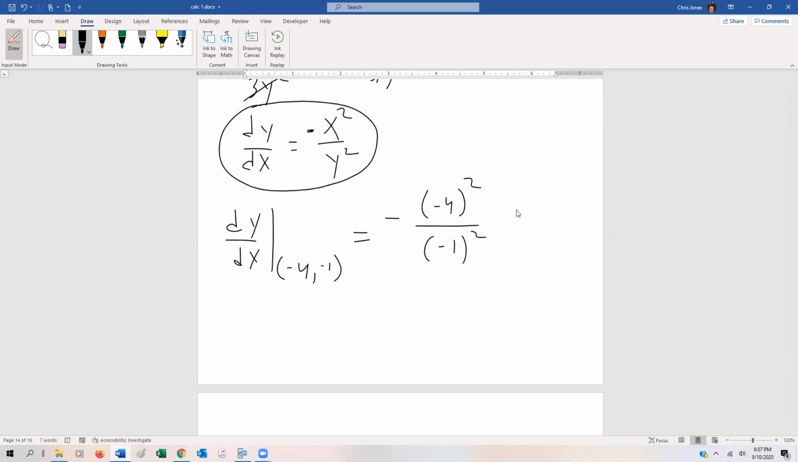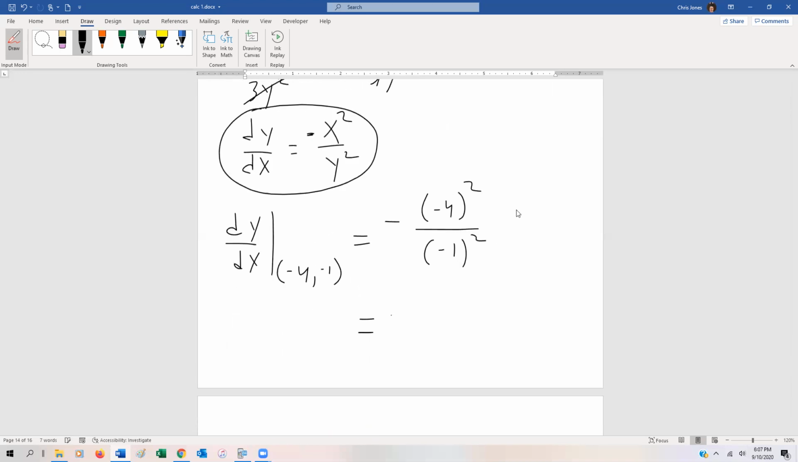And now it's just a game of computation. We know this is negative from right here. Now 4 squared is 16, negative 1 squared is 1, and finally, the opposite of 16 over 1 is negative 16, and this is part B.